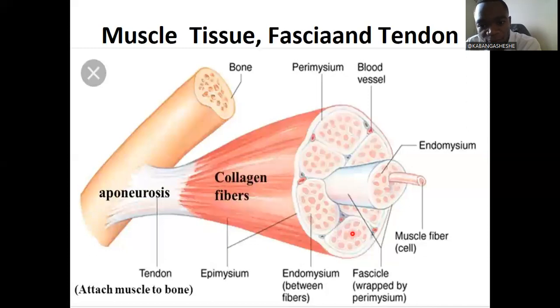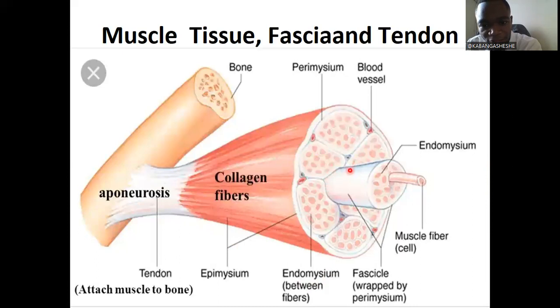So we see that one muscle group is composed of several fascicles, and each fascicle is composed of several individual muscle cells, which we are calling muscle fibers. That's one muscle cell. Now, before we go even further, I want you to observe the arrangement that the entire muscle group is covered in a connective tissue known as epimysium. This layer here is dense connective tissue.